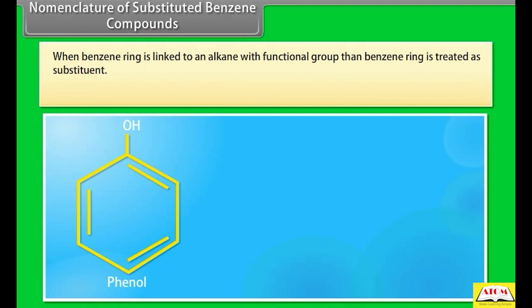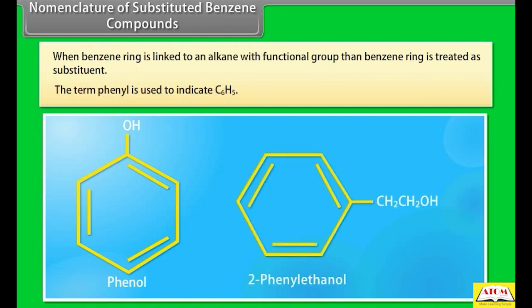When the benzene ring is linked to an alkane with functional group, then the benzene ring is treated as a substituent. The term phenyl is used to indicate C6H5.